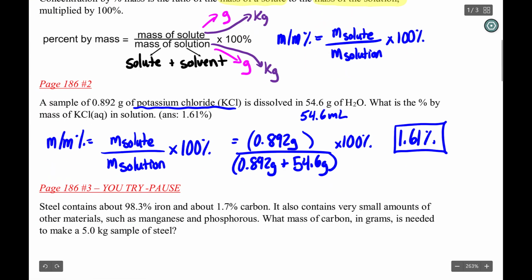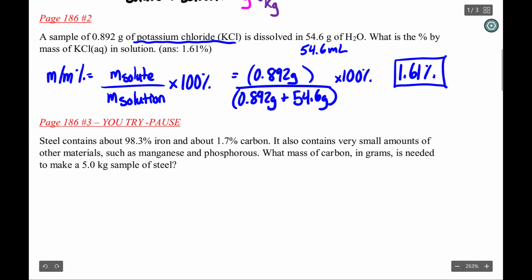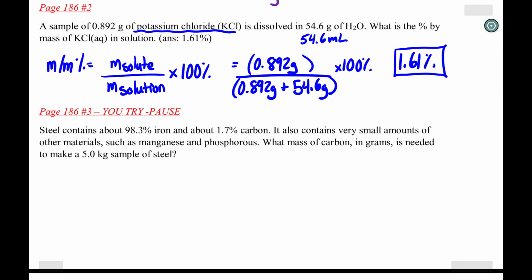All right. The next question we're going to try is going to require us to manipulate this equation or rearrange it to solve for the mass of the solute. So if you feel confident, you could give this a try and pause the video now. If not, just let the video run.